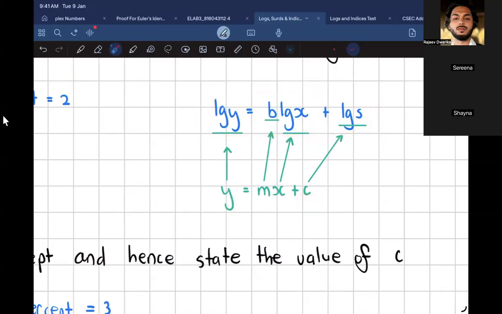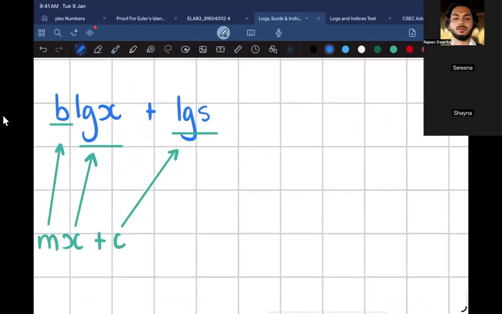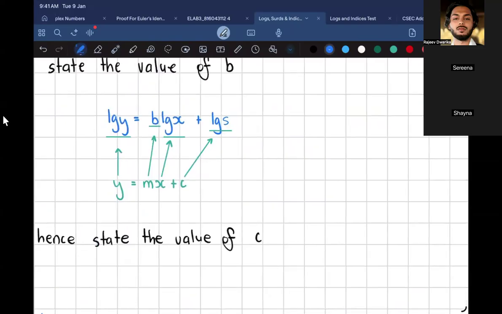Log S. Oh yes, Serena, that's S. You didn't pick S to deceive people? Or maybe that's why I'm just writing badly. Let me just change this, that had to be an S, right? Shina, that had to be an S. You can't confuse that with a five.